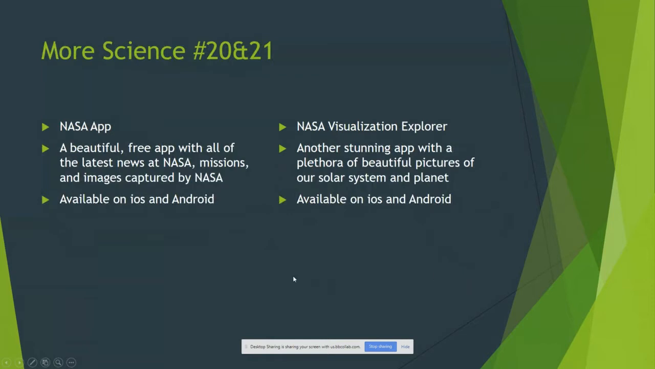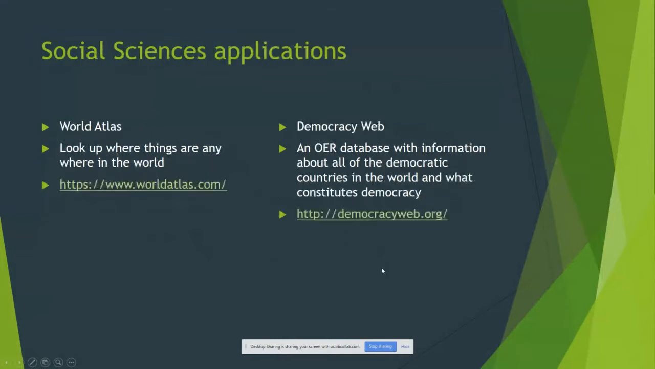If you are not familiar with the NASA apps, these are beautiful pictures of our universe and of places that the Explorer and other remote devices have gone and taken pictures of. So go look at those. It's really beautiful. Some social science apps. If you're interested in looking up where things are in the world, worldatlas.com. If you teach something that involves democracy, like political science, democracyweb.org.